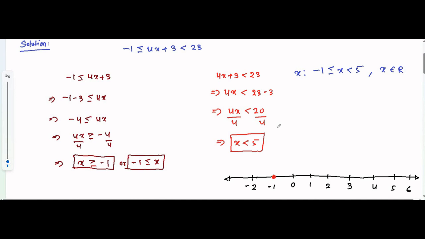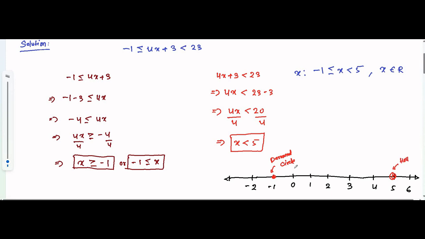We have filled it completely. And at this 5, because there is no equal to sign, it's only lesser than, so a strict inequality, here we will put a hollow circle. We have not filled it in. So this is a hollow circle, this is a darkened, filled in circle, and this is a hollow circle.